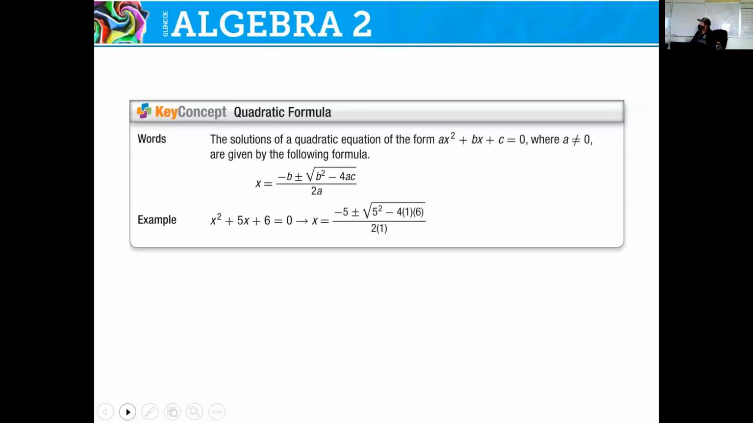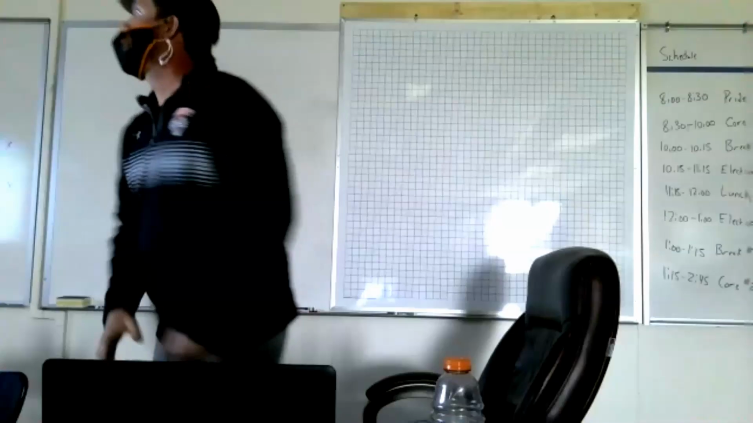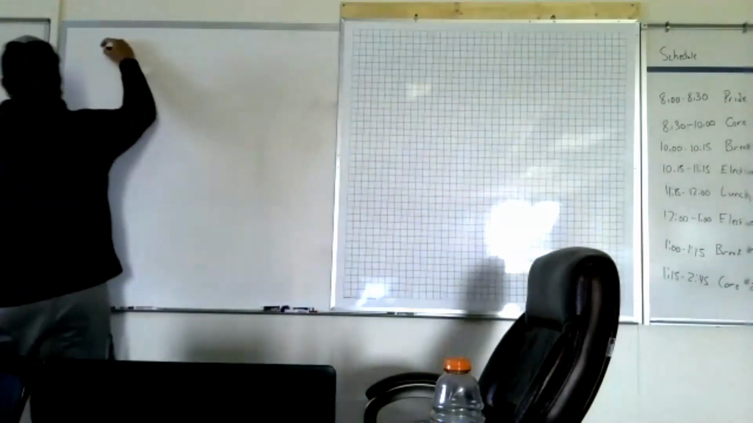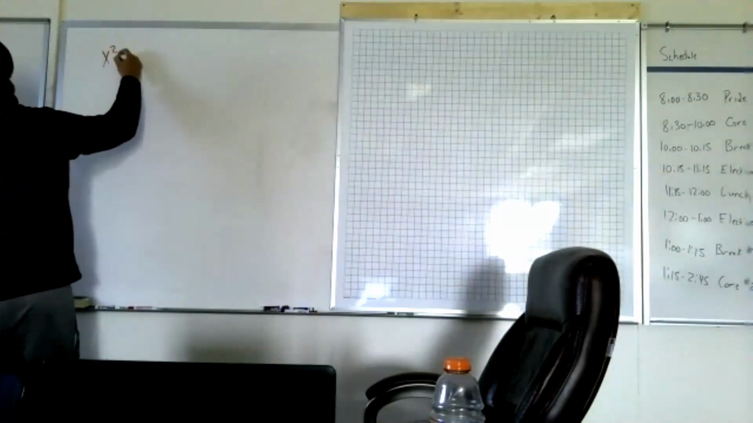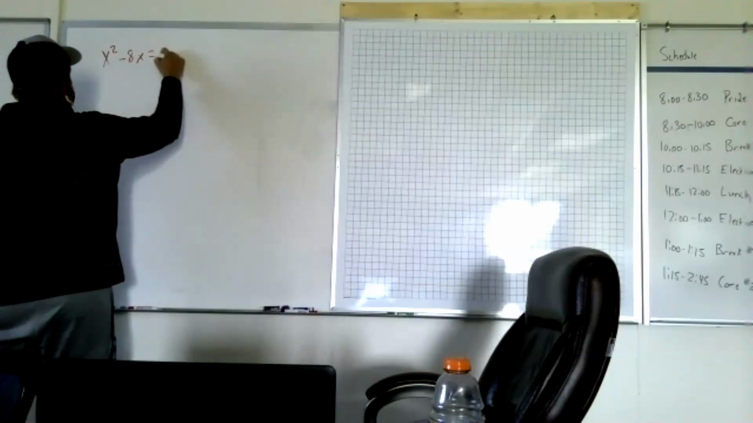All right, let's get into the first one. So we have to solve x squared minus 8x equals 33. As you can see, it's not in a format where we can use the quadratic formula. We have to bring that 33 to the other side. So x squared minus 8x is equal to 33.